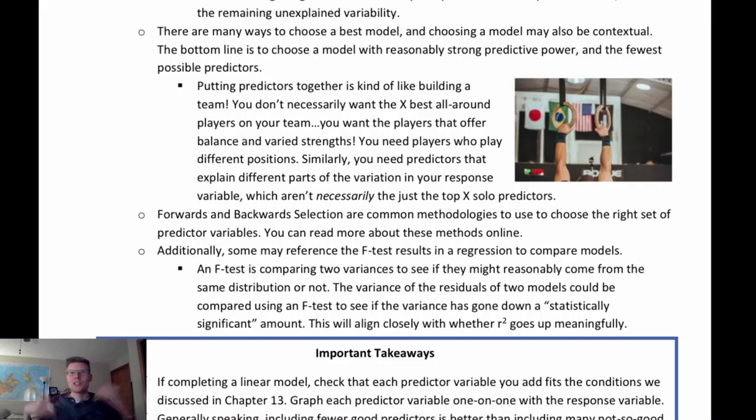I guess with that analogy I just completely pivoted in the middle back to regression. But it's the same idea, right? When you think about picking predictors, we want predictors that explain different parts of the variability in the response, rather than just the top solo predictors, because the top solo predictors might end up being very collinear with one another, and thus explaining a lot of the same variability. So we want to be choosy about picking different types of predictors that explain different types of variability in the response variable.